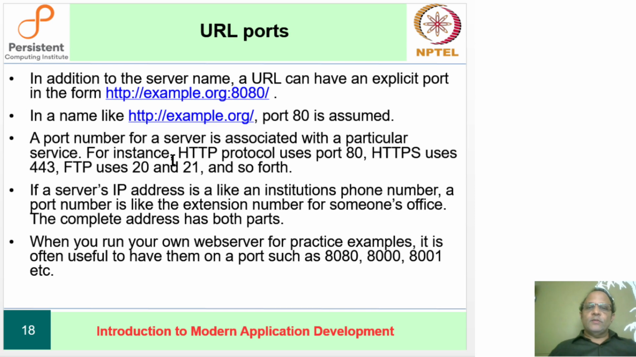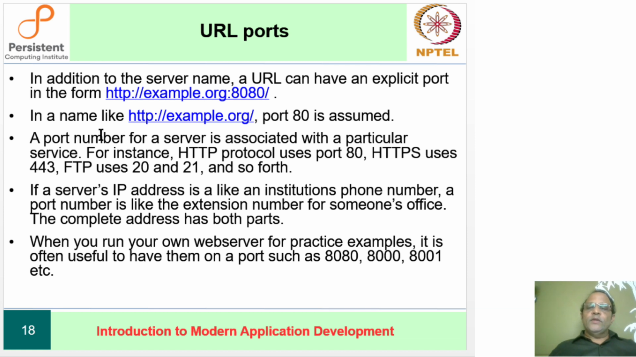The next component to think about is a URL port. In addition to the server name, a URL can have an explicit port in the form, say, 8080. This URL doesn't actually exist, but the site example.org exists. Example.org was a site created in the early days of the web for the sole purpose of being, like it says, an example. And in a short name like example.org, the port 80 is actually assumed. You can pause this video now and go visit example.org to see what it says.